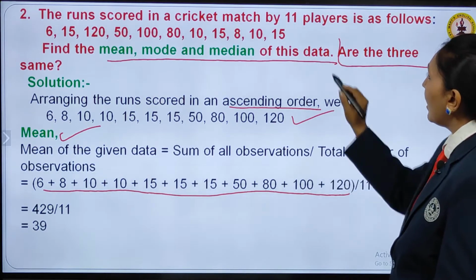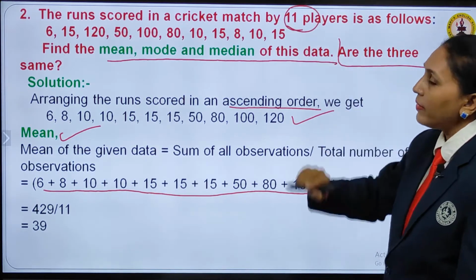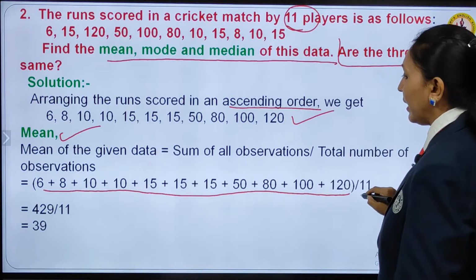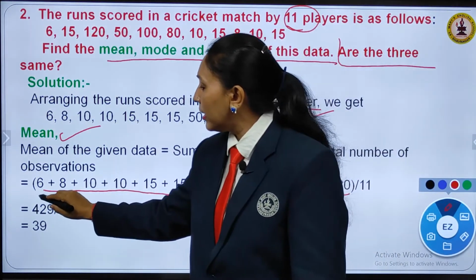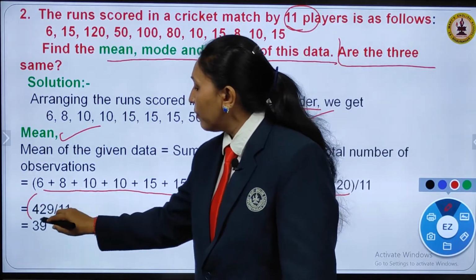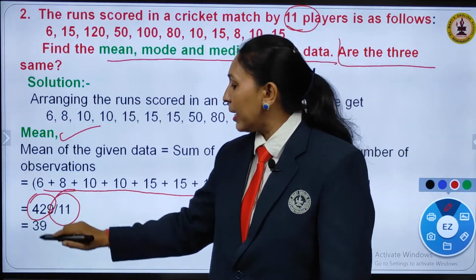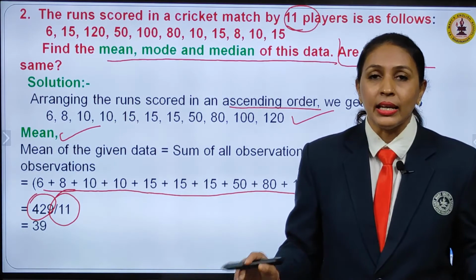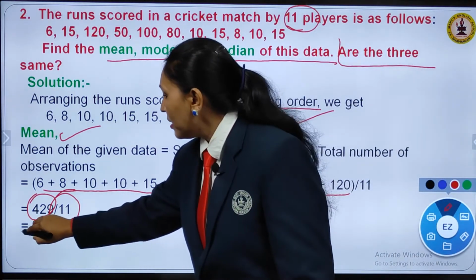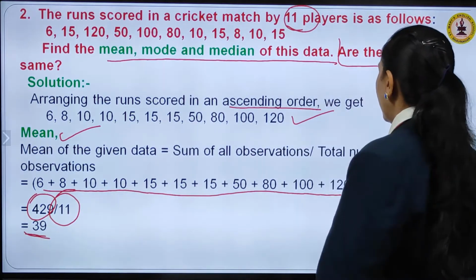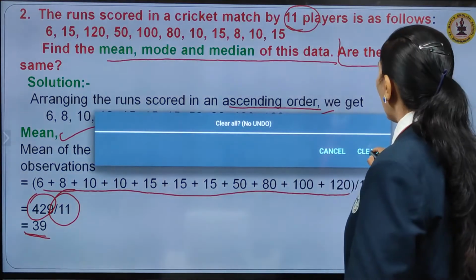divided by what? How many number of observations we have? 11. So divided by 11. So what is the sum of all the runs here? 429, and dividing it by 11 children, what I will get my mean score, that is 39. So 39 is my mean here. Now let us find the next two, that is mode and median.